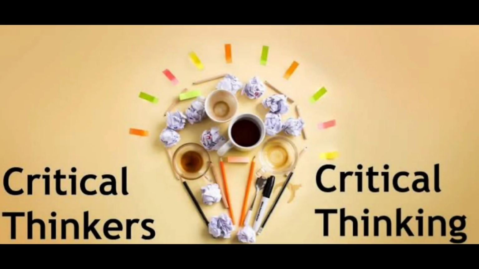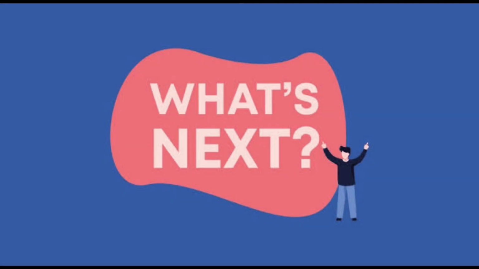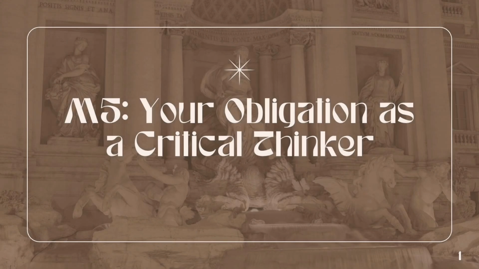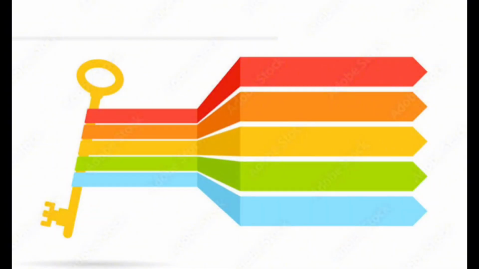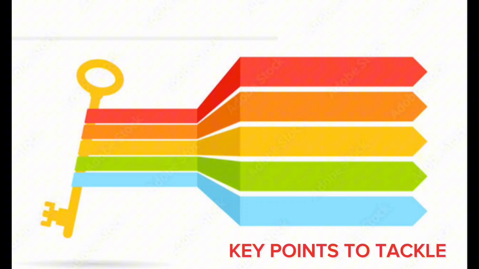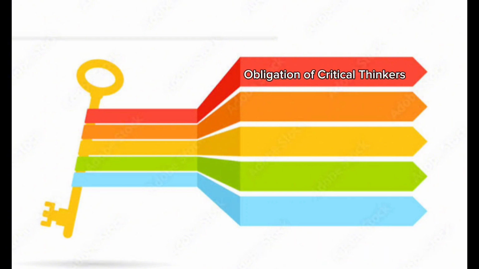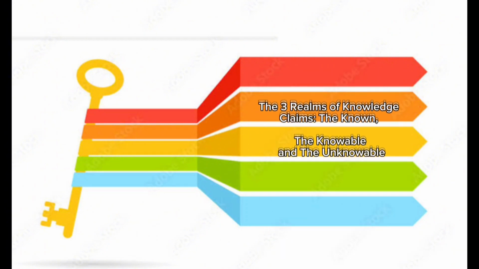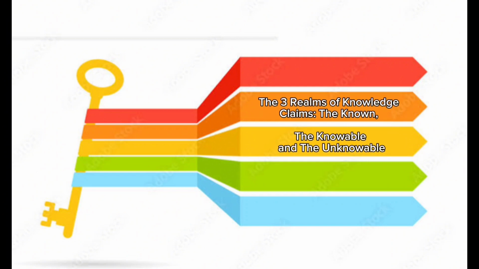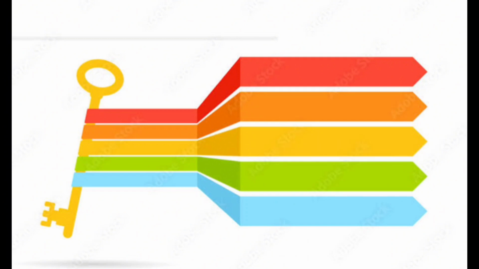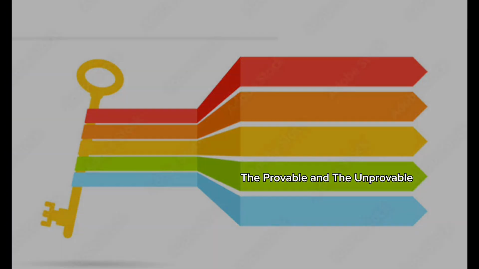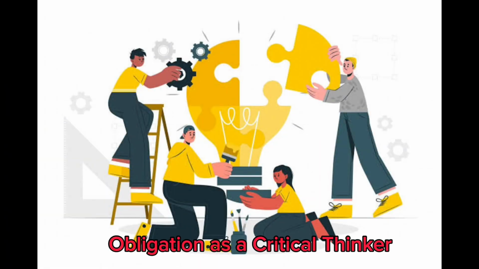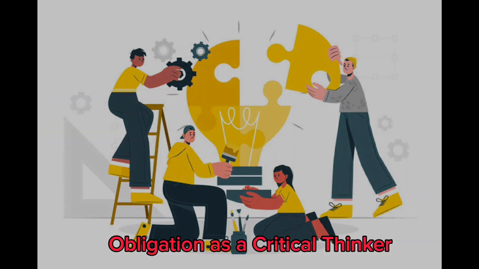Moving on, now that we know what critical thinking is and who critical thinkers are, we can proceed to the discussion proper of Module 5 of Unit 2 entitled Your Obligation as a Critical Thinker by Professor Acuña. But before that, here are the key points to tackle. First is the obligation of critical thinkers. Second is the three realms of knowledge claims: the known, the knowable, and the unknowable. Lastly is the provable and the unprovable. With that, we will first be tackling the obligation of critical thinkers.